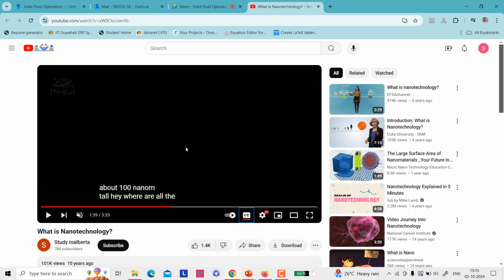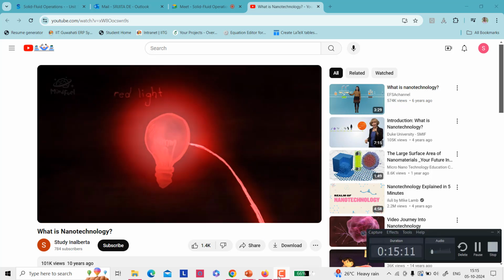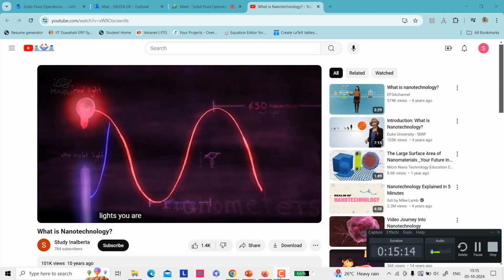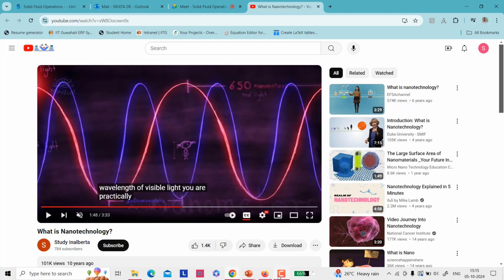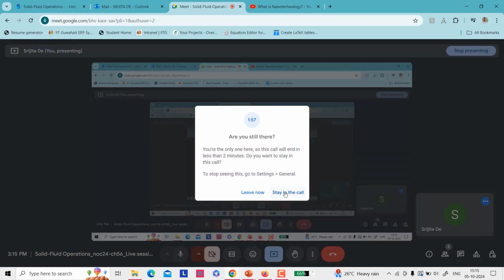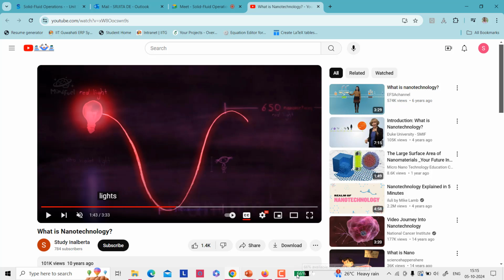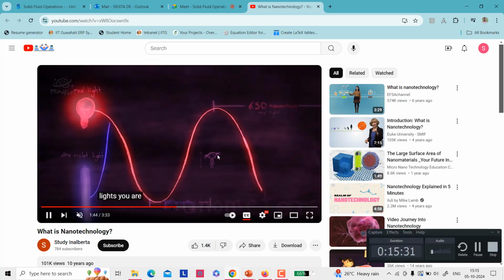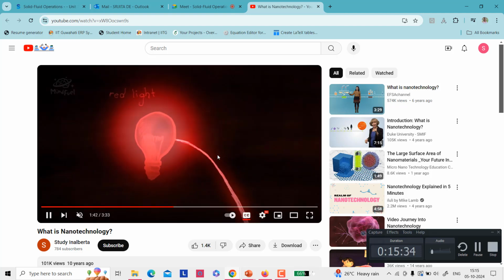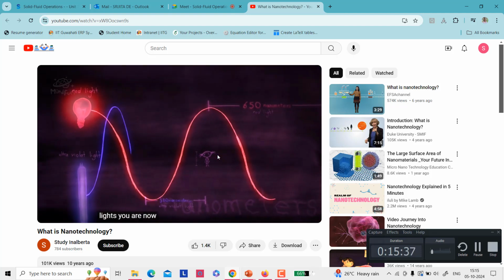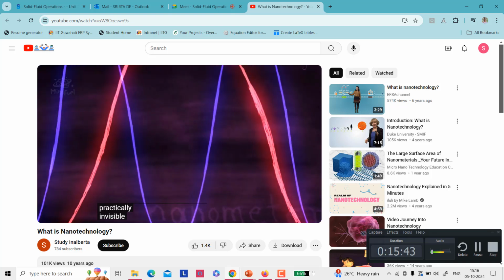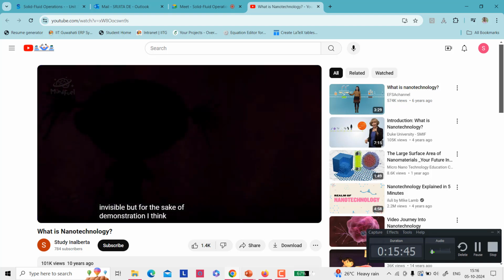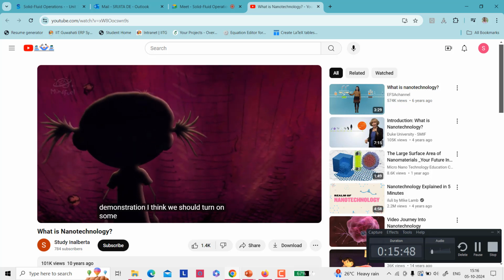Light is going. You are now smaller than the wavelength of visible light. You are practically invisible. But for the sake of demonstration, I think we should turn on some lights at this side of the red blood cell.